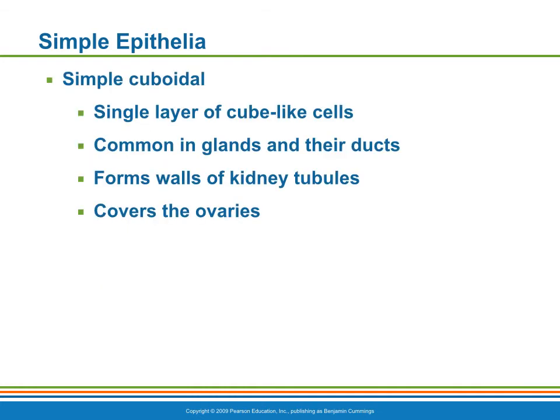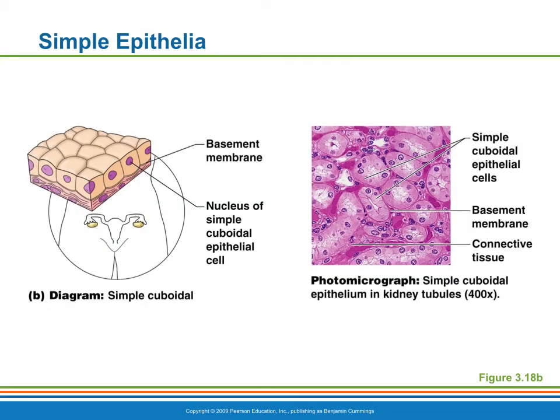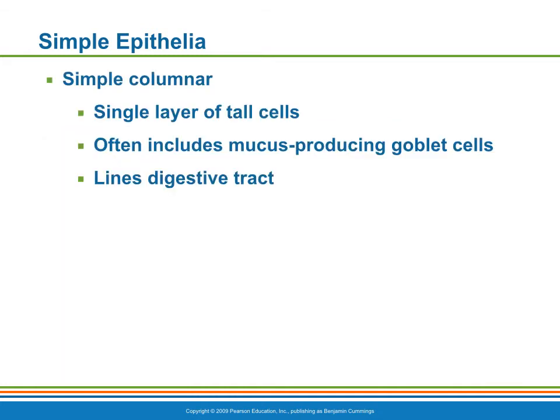Next up, we have simple cuboidal epithelium. It's a single layer of cube-shaped cells forming the smallest ducts and glands and many of the kidney tubules. So they're found in lots of different places. And here's what it looks like. Next up, we have simple columnar epithelium. That's a single layer of column-shaped cells that line the digestive tract. That's where we find it, and you often find within this simple columnar some mucus-producing goblet cells. Here's what it looks like.